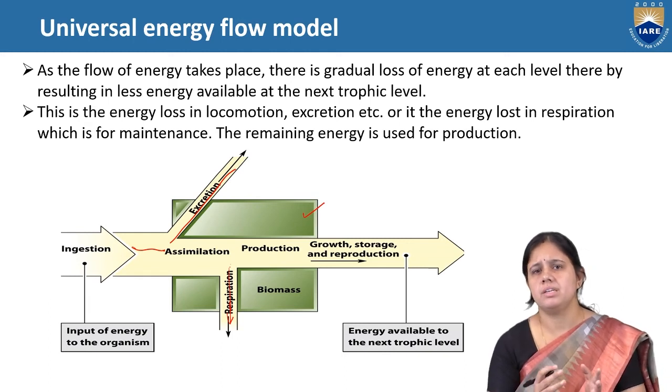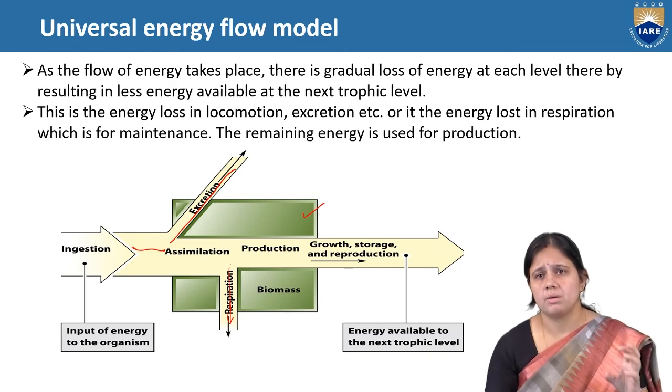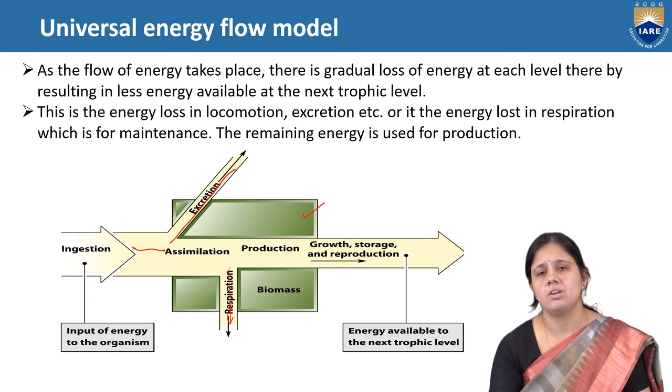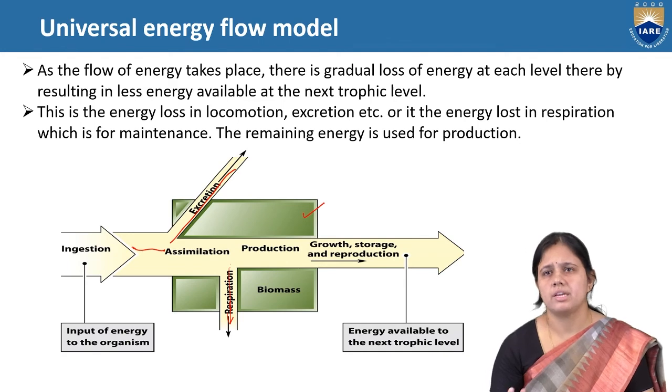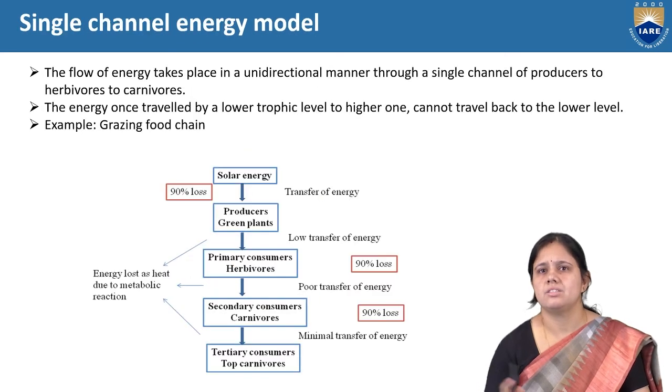That is the base of an ecosystem. Some energy will be used by the organism. Some organism is doing some function. They are losing some energy, and then they will again provide this energy to the next trophic level. That is the basic idea, and that's why this is called the universal energy flow model. And there are other flow models also, according to the ecosystem's energy flow. So this is the single channel energy flow model.